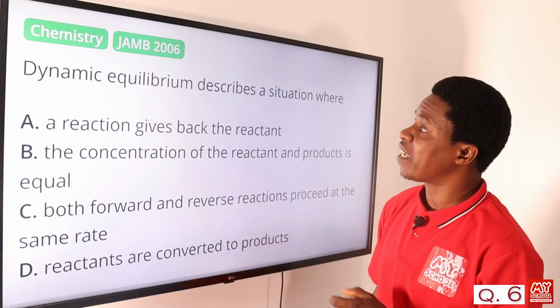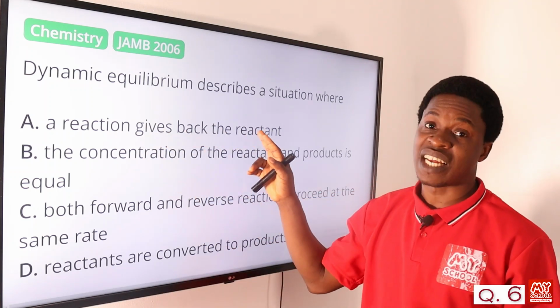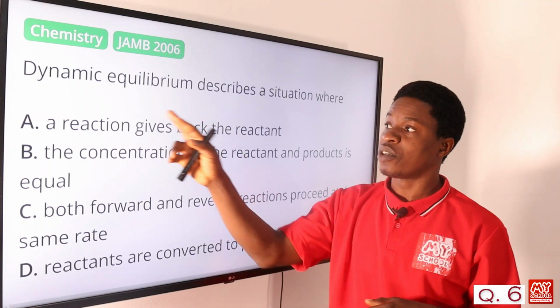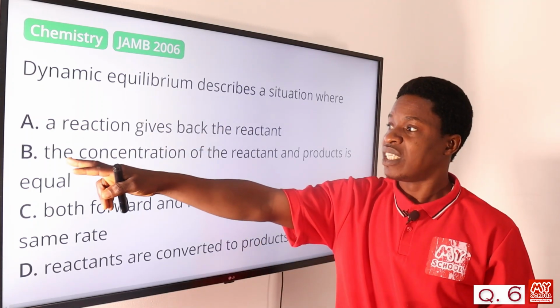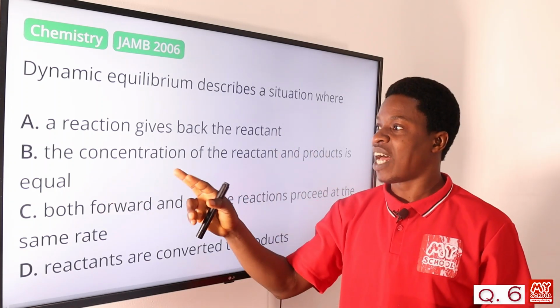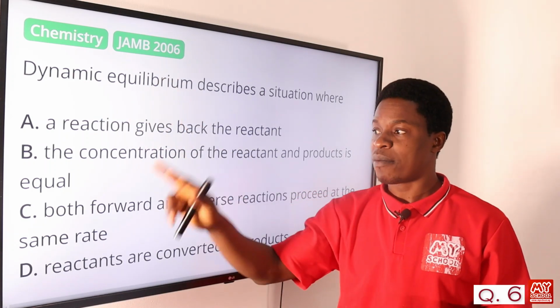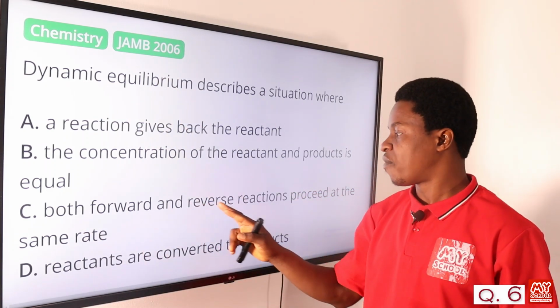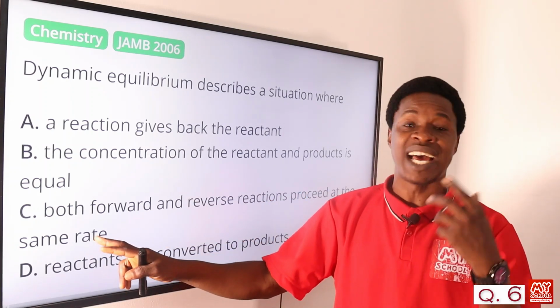It says dynamic equilibrium describes the situation where a reaction gives back the reactant. No, that is just a reversible reaction, but not a dynamic equilibrium. The concentration of the reactant and product is equal. No, that is a chemical system in equilibrium, but that is not dynamic equilibrium. Both forward and reverse reactions proceed at the same rate. Yes, at the same rate at the same time.